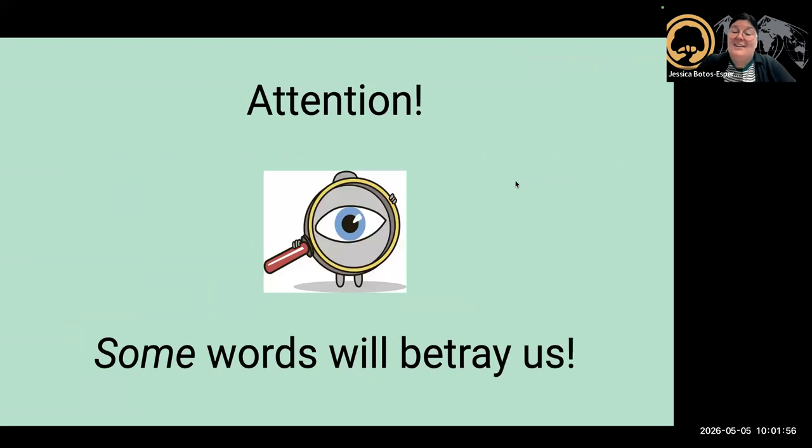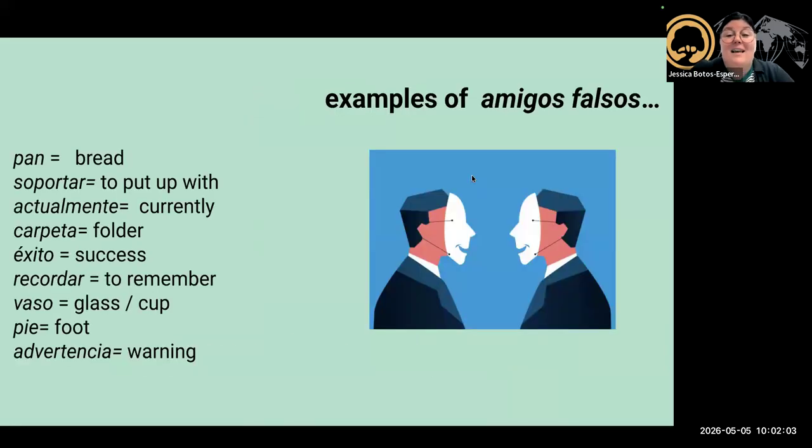But, and there's almost always a but, not all of these words are your friends. There is something called amigos falsos or false friends. They look like English words, but they will trick you. There are some examples on the screen.